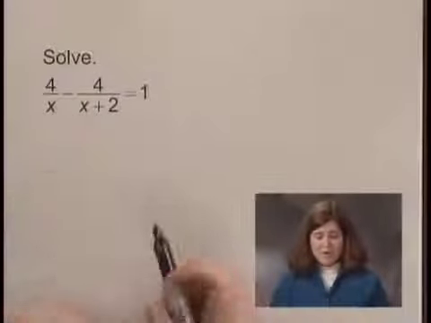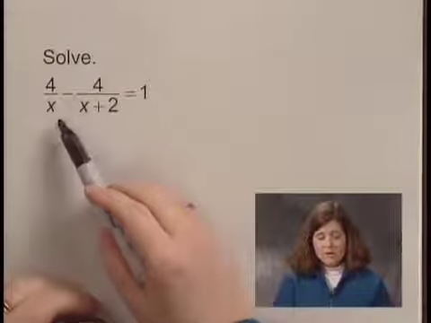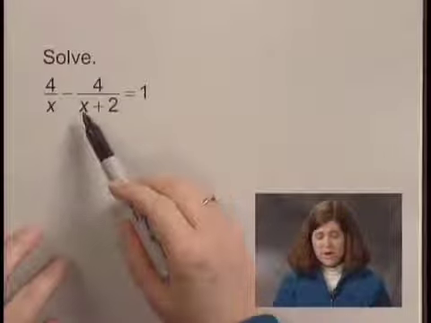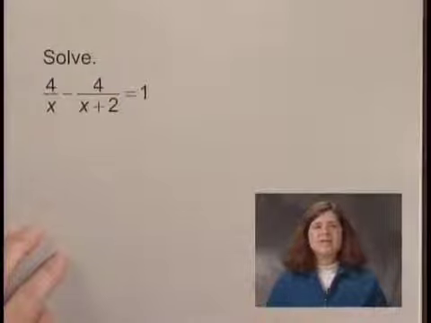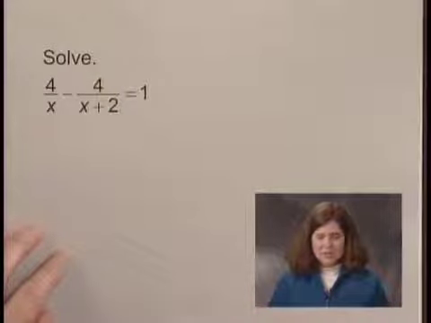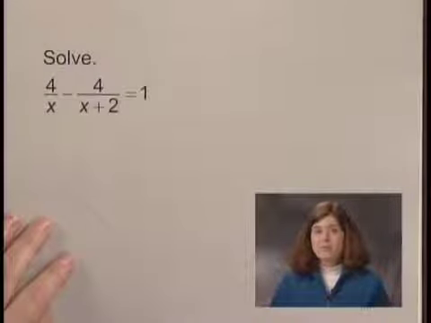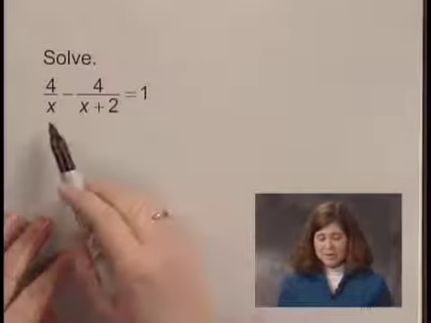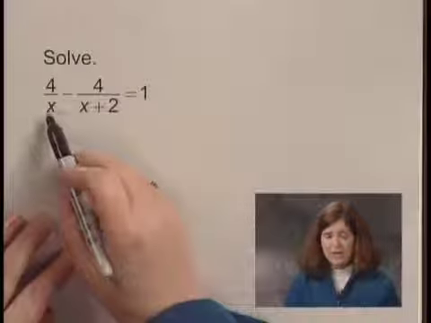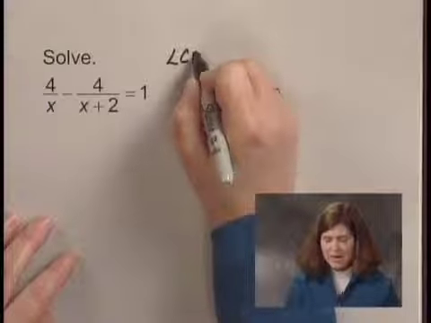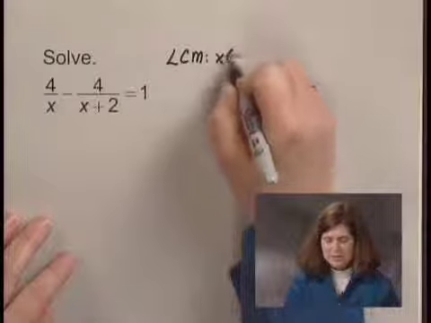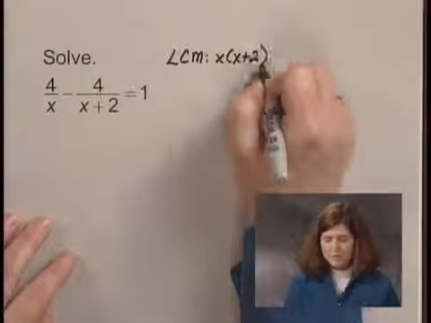In this problem, we have an equation that has some variables, or a variable, in two denominators. We have the equation 4 over x minus 4 over the quantity x plus 2 equals 1. In order to solve this, I first want to clear the fractions by multiplying by the least common multiple of the denominators. The least common multiple of the denominators, which are x and x plus 2, is their product. I can write the LCM is x times x plus 2.